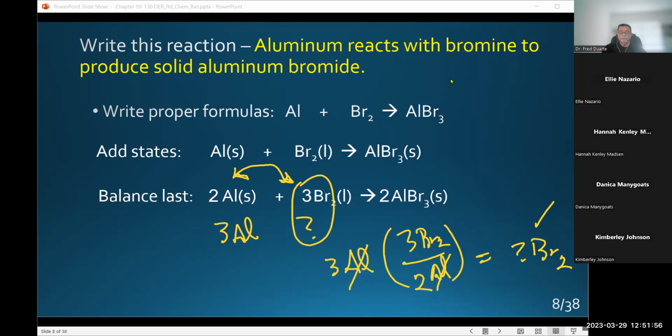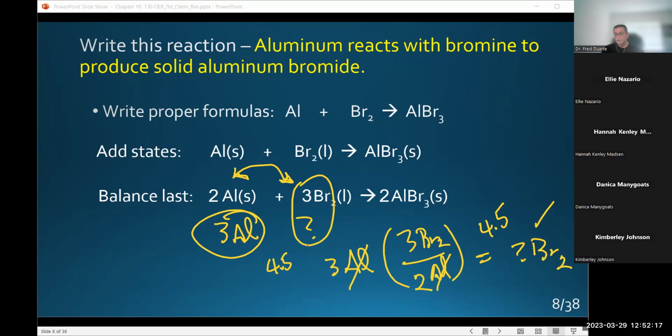All right, so that's my setup. So if I do the math, I get about 4.5 bromine. So if I start off with 3 aluminums, I'm going to need about 4.5 molecules of bromine to react.